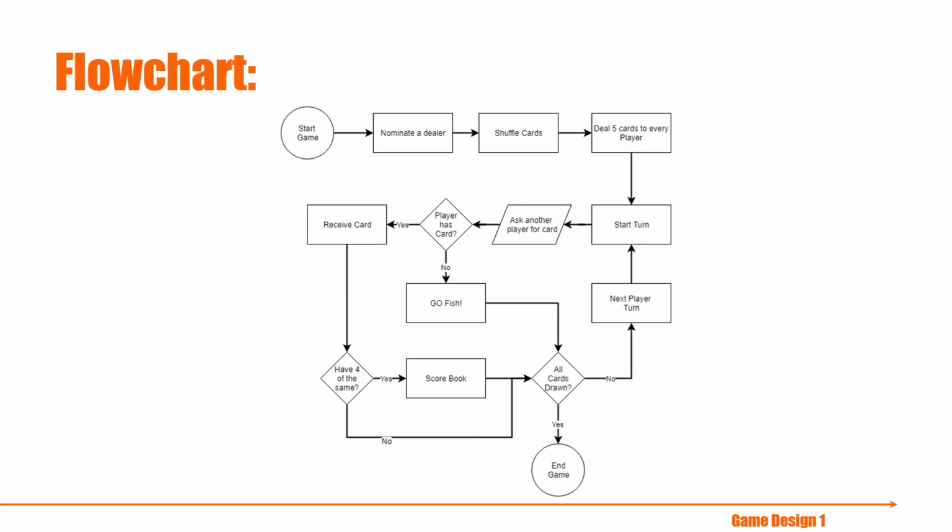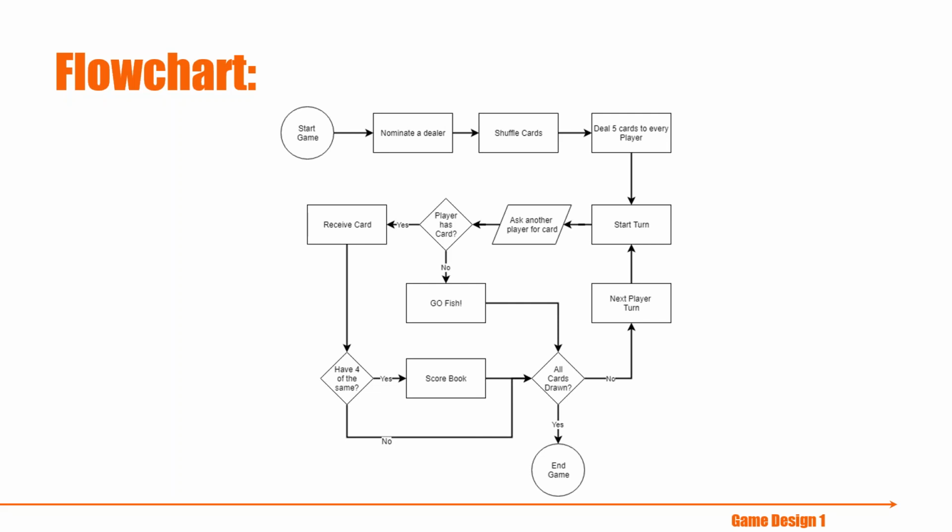So here we have an example flowchart for the game Go Fish. As you can see, before start turn, we have a bunch of setup rules, right? We start the game, we nominate a dealer, we shuffle cards, and we deal 5 cards to every player. After that, we start our turn. The next thing that we do, you see the arrows pointing to the left, it goes to the parallelogram, which is a player decision. Ask another player for a card. So you get to choose who to ask for a card.